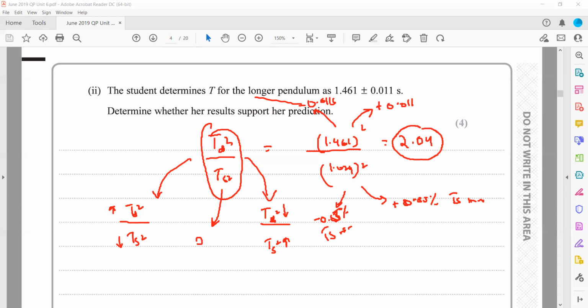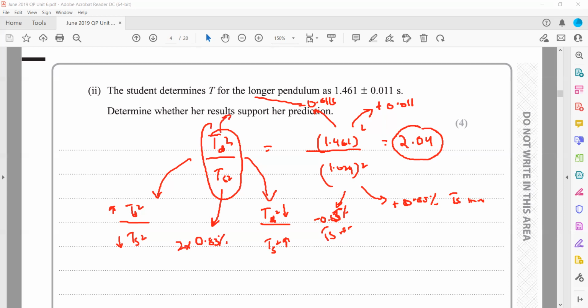Uncertainty in TS is 0.83%. But because the square is there, it will be double. Like whatever power is there: if the power is square, the uncertainty will become 2 times. If the power is cube, it will be 3 times. Power 4, it will be 4 times.